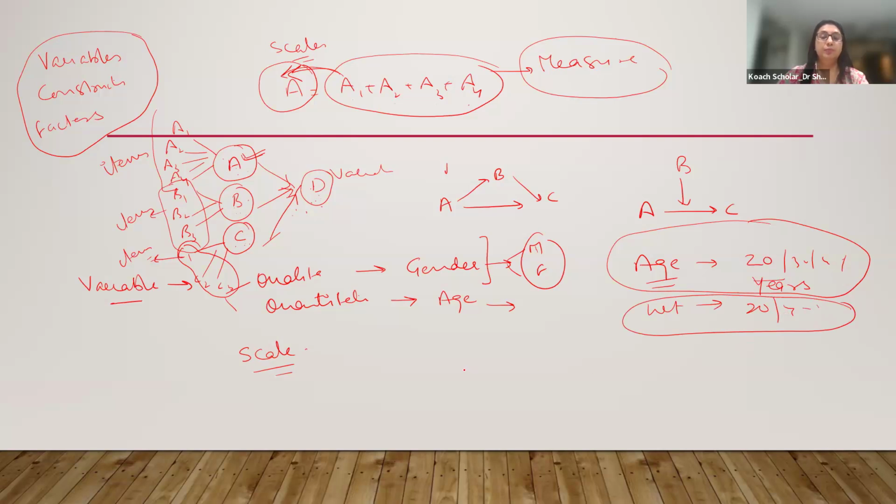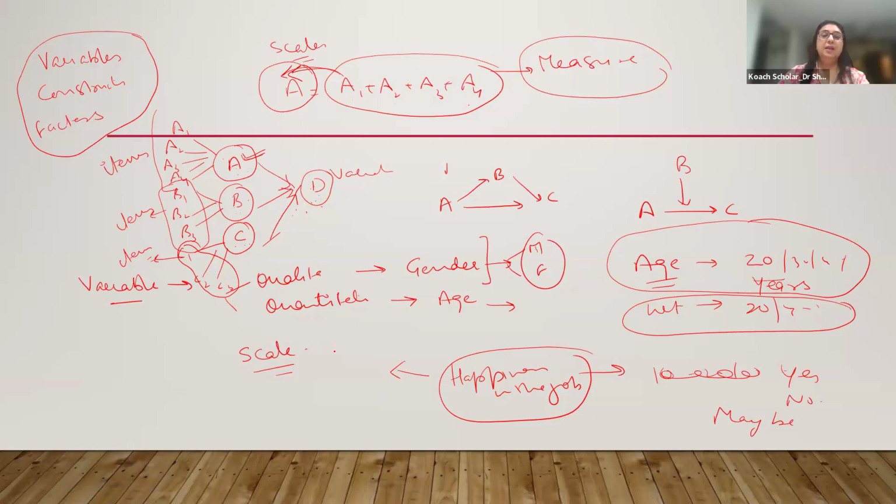However, if I ask you, are you happy with your job? So what I'm asking is happiness in the job. How will you answer this question? Do you have any scale to measure the happiness in the job? Will you say 10, 20, 30, 40? No. What would your answer be? It could be yes. It could be no. It could be, I don't know. It could be maybe. Or maybe you will say, I'm happy, but if they would have given me more flexibility in my job, I would have been happier.